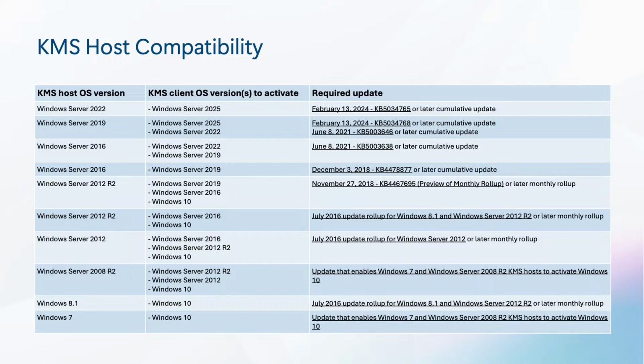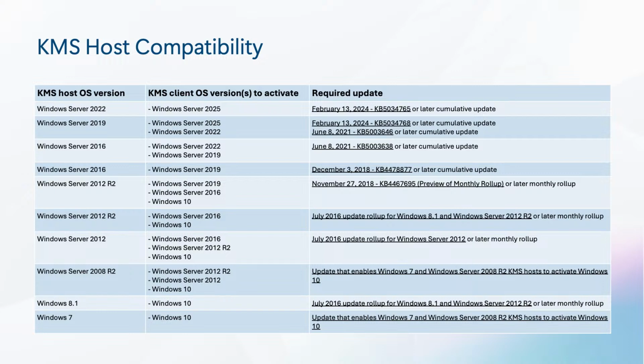Either client or server can be virtual or physical. So the process for doing this doesn't vary whether it's running a Hyper-V VM as a server or a physical machine. So that's not even part of the supportability matrix that I've got here. The general rule of thumb with compatibility is the KMS server will activate versions equal to itself or higher.